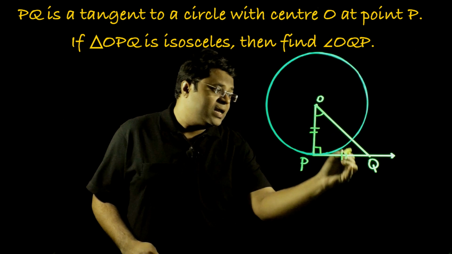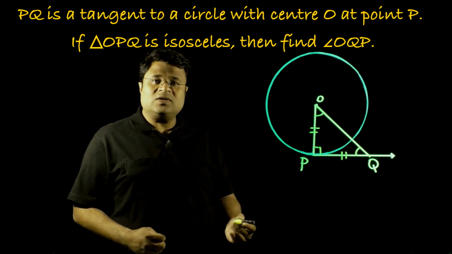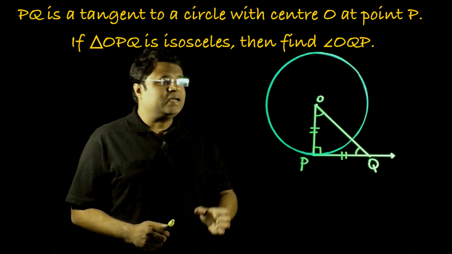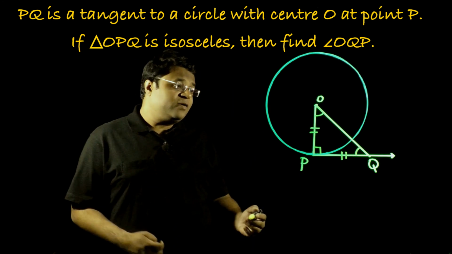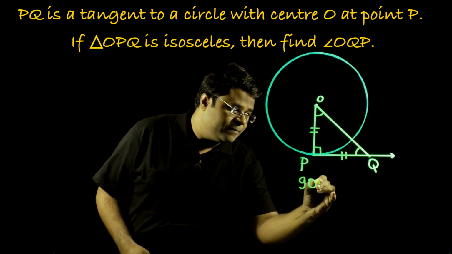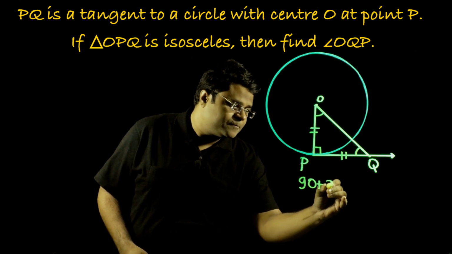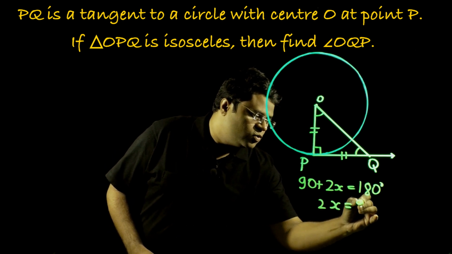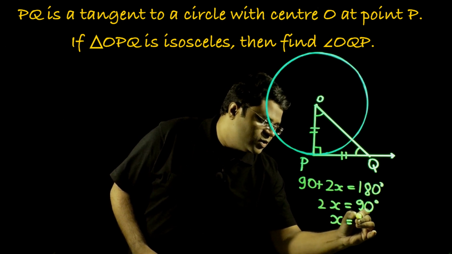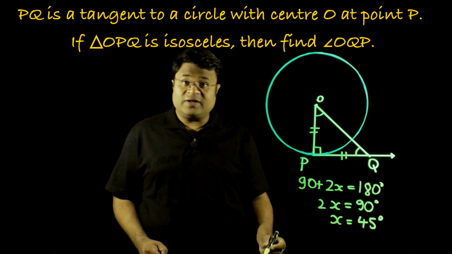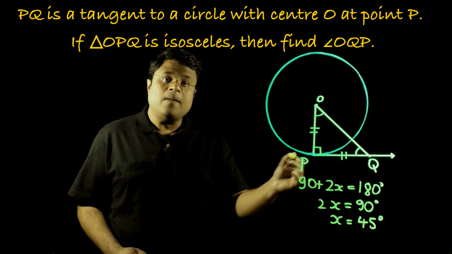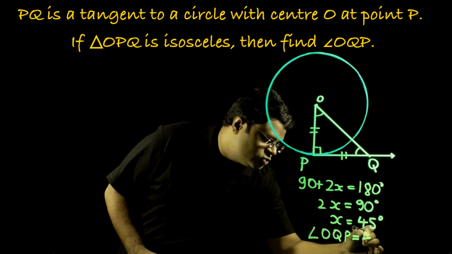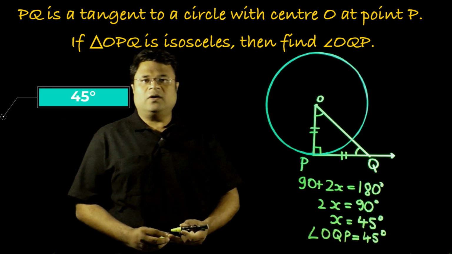So these two angles are equal. Mentally you can do it very quickly. This is 90, the sum of the other two angles is 90, therefore each is equal to 45. If we want to solve it by equation, you can say that this angle is 90 plus x plus x, 2x equals 180 degree. So 2x is equal to 90 degree. That means x is equal to 45 degrees. Each angle is 45 degrees. Therefore, my angle OQP is also 45. Alright, got the question?